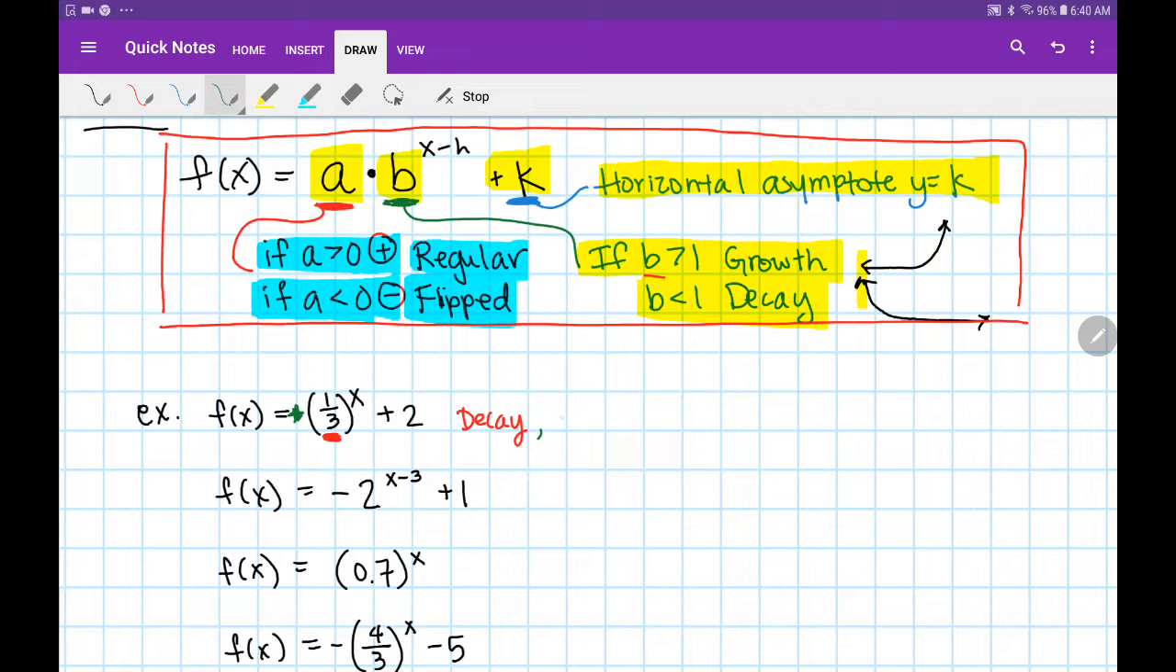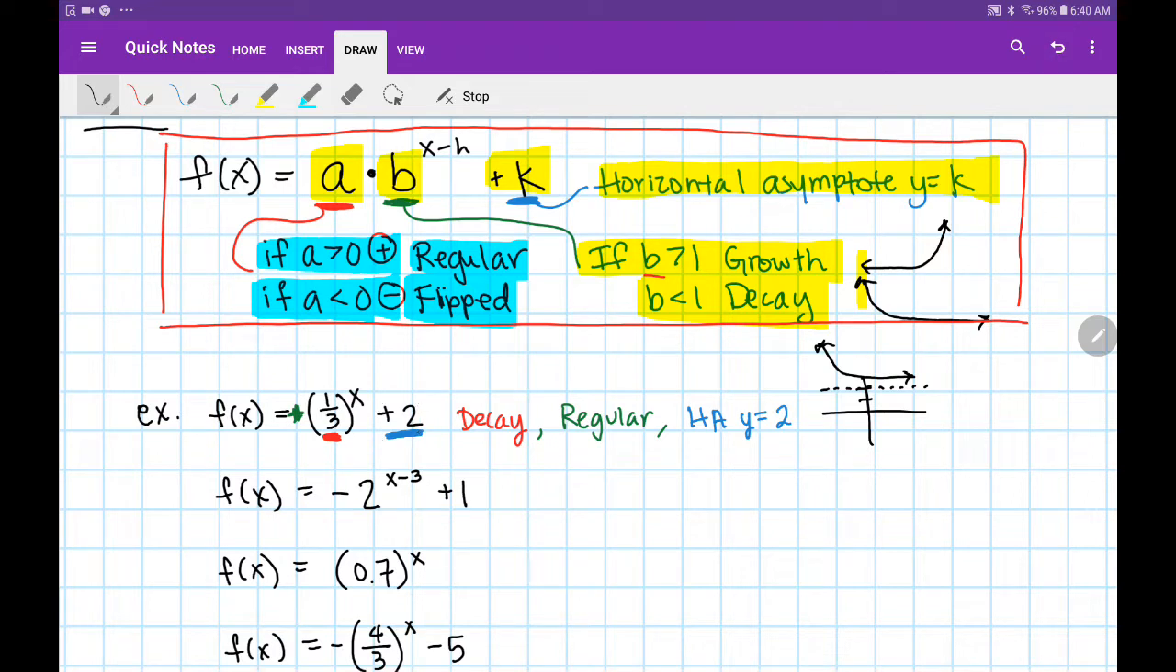So I know that this is going to be a regular graph. It will not be flipped because there's no negative in the front. And then finally, I'm looking at the number over here at the end, and it's a positive 2. It's being added on. That means I have a horizontal asymptote at y equals positive 2. So I'll quickly sketch this. It's the decay graph, and it's regular. Oh, but it has a horizontal asymptote at y equals 2. That means that I need to go up 2, draw my invisible horizontal asymptote, and that's my decay curve. It's been shifted up 2 units because of that plus 2.